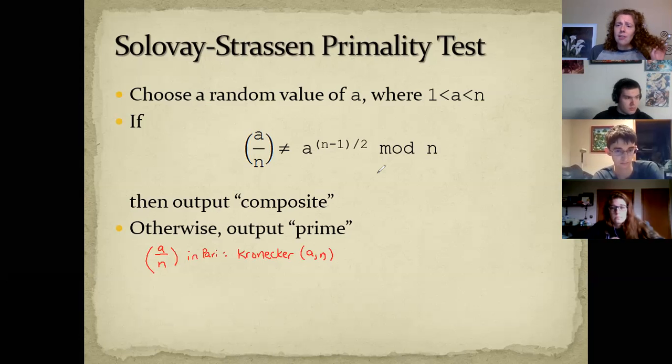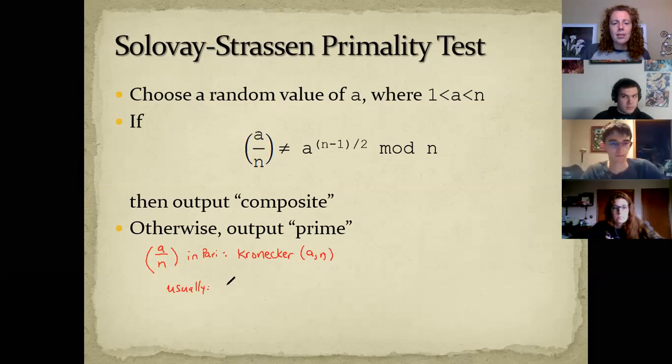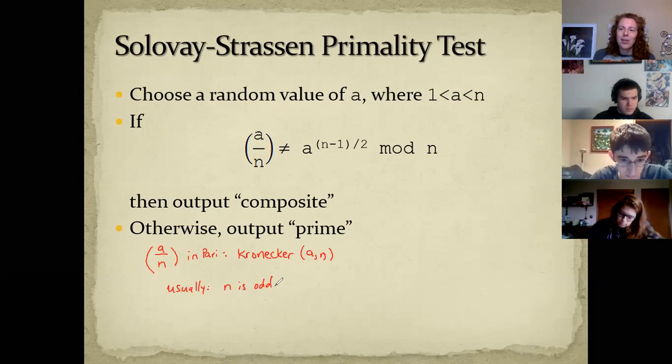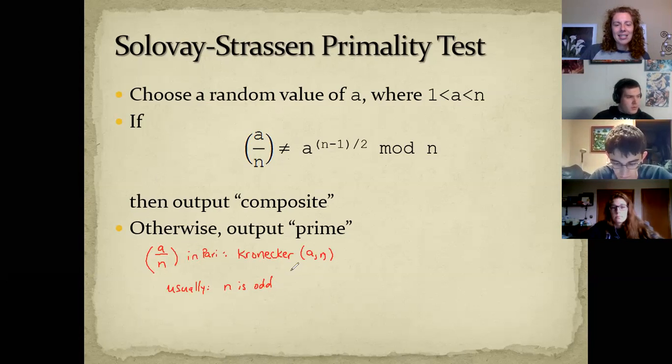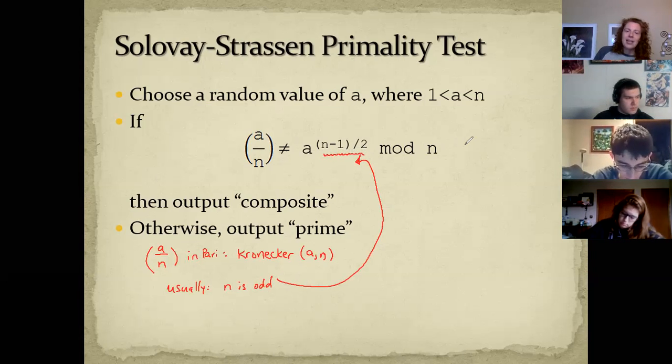I am not sure if Jacobi actually works in Pari or not, and we can try that in a minute. Usually, first of all, n is odd, because you're not going to test whether an even number is prime or composite. You know the answer. And n odd matters because my exponent is A to the n minus 1 over 2, and if n is even, that's not a whole number. So we want to make sure that n is odd.